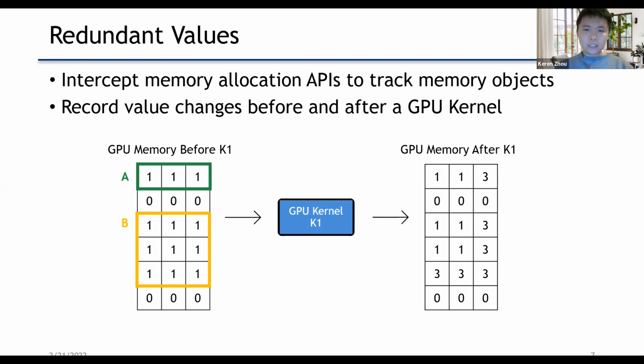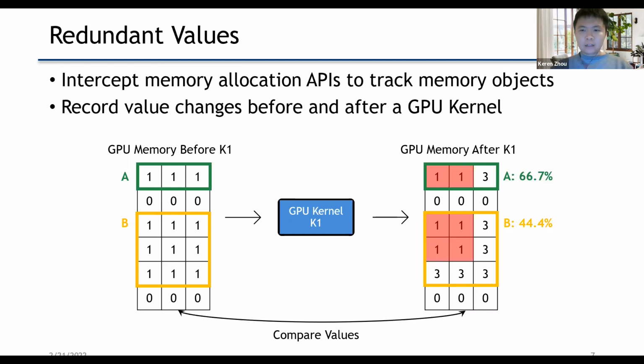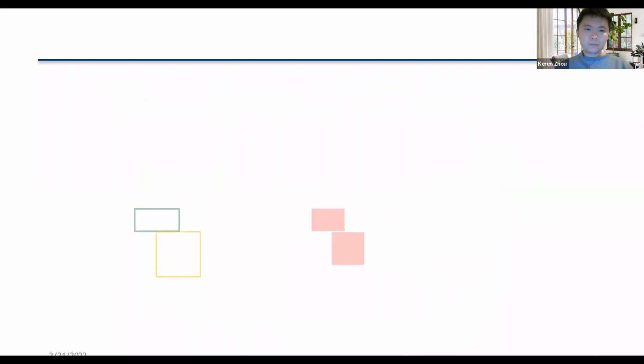Then we copy values that have been updated by GPU kernel K1 after it's done. Again, we identify the regions of A and B. Then we compare the values before and after the invocation and found that 66.7% of A remain unchanged after the invocation and 44.4% of B remain unchanged after the invocation of kernel K1.